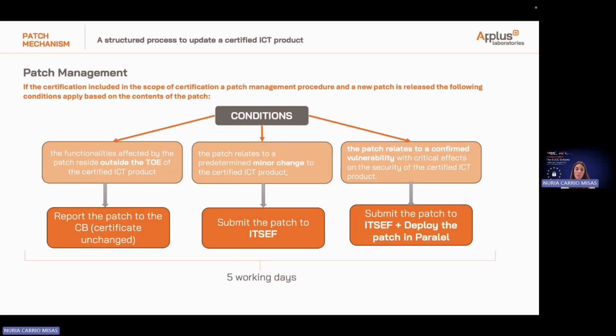The second scenario is if the patch relates to a predetermined minor change to the certified product. Then you need to submit the patch to the lab, to the ITSEF. Of course, the lab will do their work, they will analyze the impact, and they will pass it through the CB. And in the third scenario, the patch relates to a confirmed vulnerability with critical effects on security. In that particular case, you need to submit the patch to the ITSEF, but you can also deploy the patch in parallel in the ICT product, okay? And this should be performed in 5 working days.